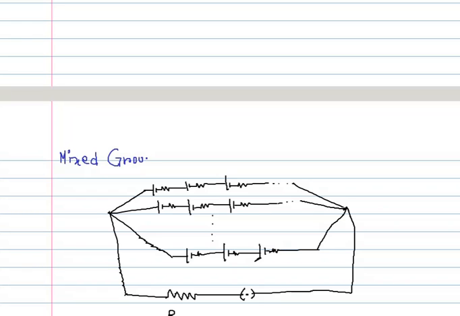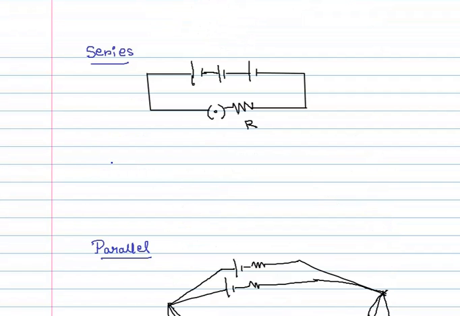Before we come to mixed grouping, let us look at the series and the parallel combinations. So suppose we have these cells. I have drawn only 3 cells here for representative purposes, but you can assume that there are n such cells.